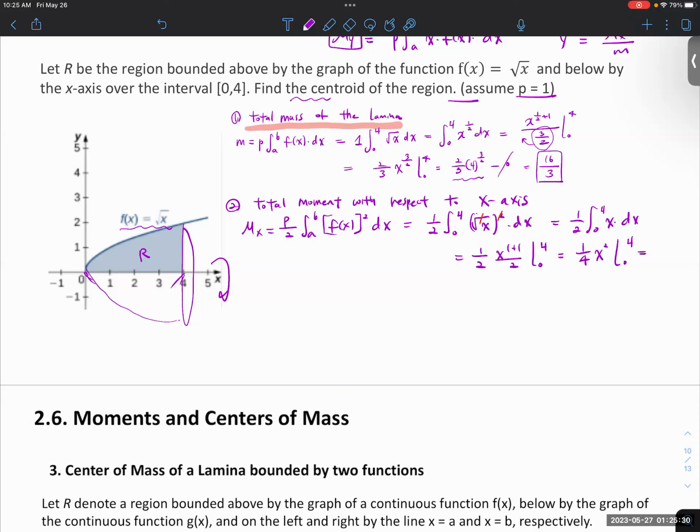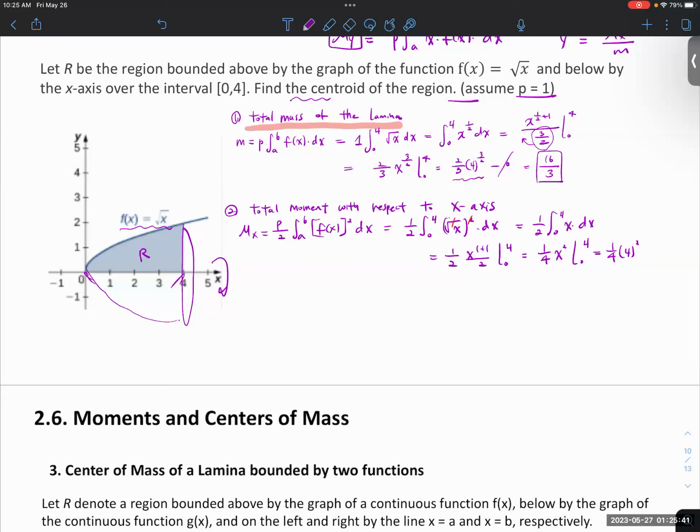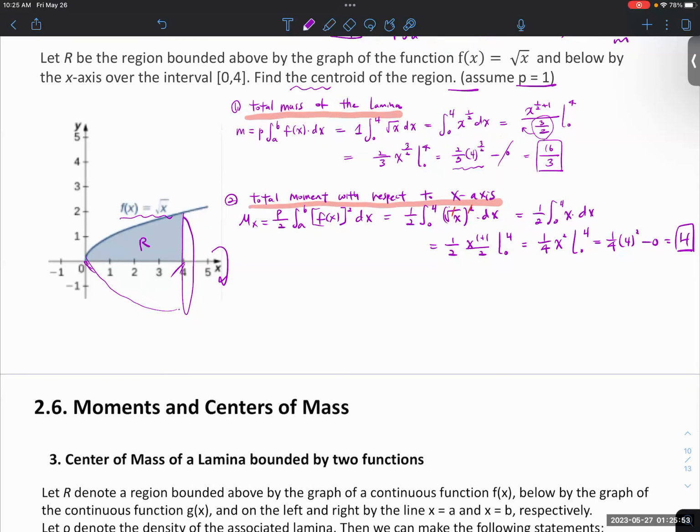So if you calculate it, this is 1 over 4, 4 to the second minus 0, isn't it? So let me just minimize it. So minus 0, so we have 4 here. This is the total moment with respect to the x-axis. Sounds okay? Keep going.